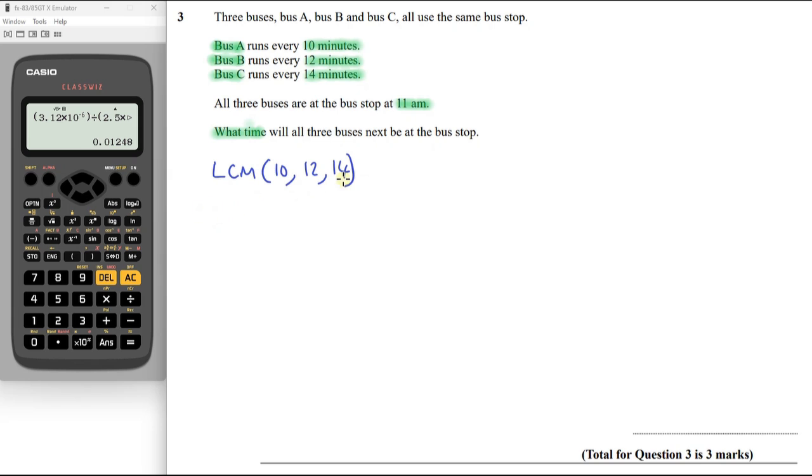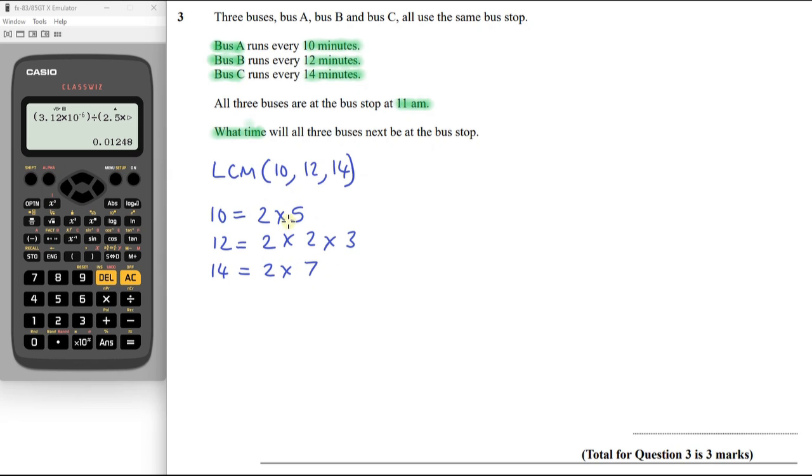To do this, I'm not going to list out all of the multiples of each number and then look at when they meet each other. I'm going to use prime factorization. So let's break each number down into the product of its prime factors. 10 we can say is equal to 2 times 5. 12 is equal to 2 times 6, but 6 we can break down into 2 times 3. And then finally 14 is the same as 2 multiplied by 7.